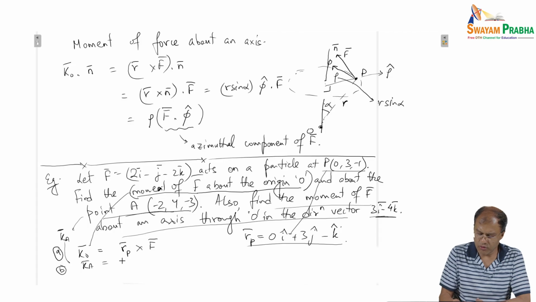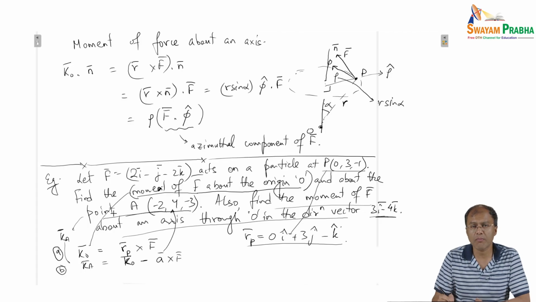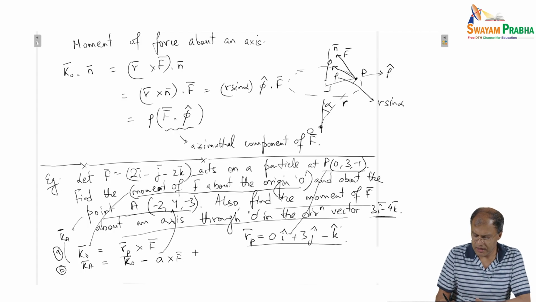And then the second part of the problem is we have to find Ka. Ka is going to be Ko. With the formula we can quickly substitute. It is going to be Ko minus A cross F. So A is going to be the position vector of the point capital A. That is our reference point, and again this is going to be minus 2i plus 4j minus 3k.